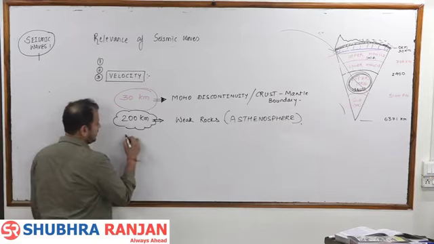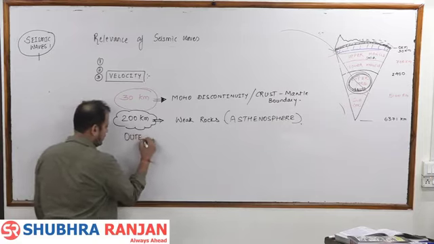Velocity further decreases in the outer core.